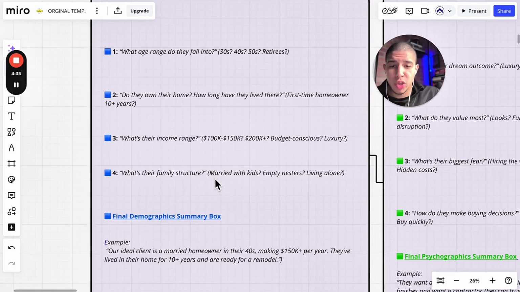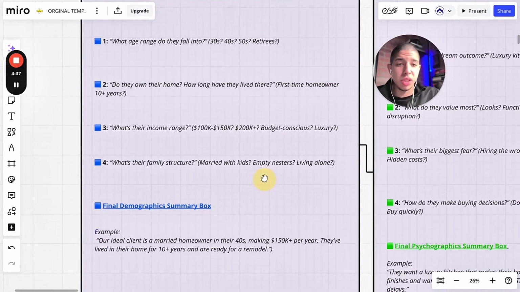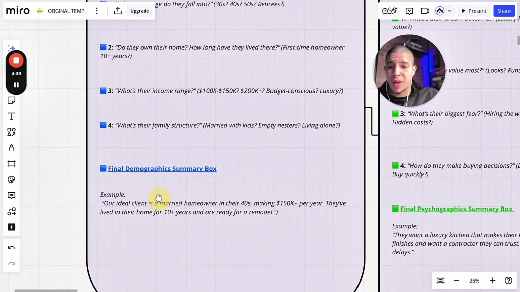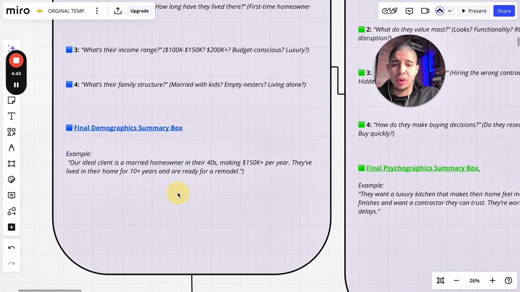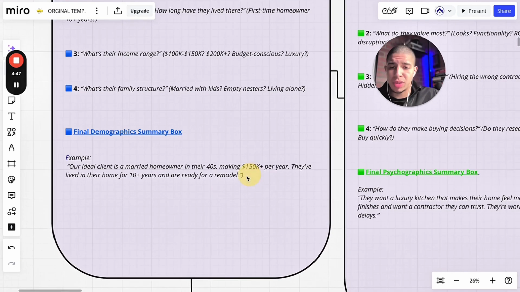What's their family structure? Are they married with kids, empty nesters, living alone, right? Final demographic example, our ideal client is a married homeowner in their 40s, making 150K plus a year. They've lived in their home for 10 plus years and they are ready for a remodel.